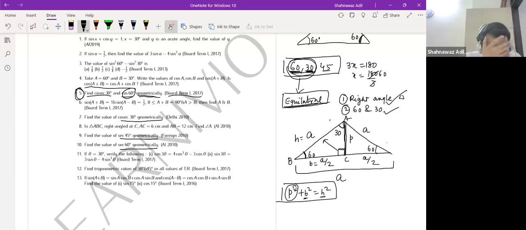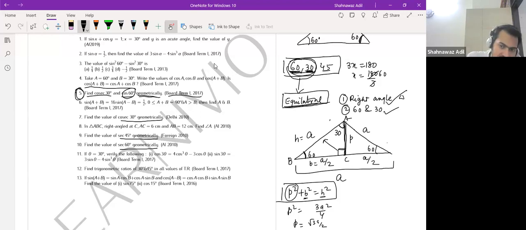I wanted to finish this second exercise. The second exercise is all about remembering the angles' values. 3 a square by 4, so we'll have to take the root also. P square would be 3a square by 4, so P would be root 3a by 2.